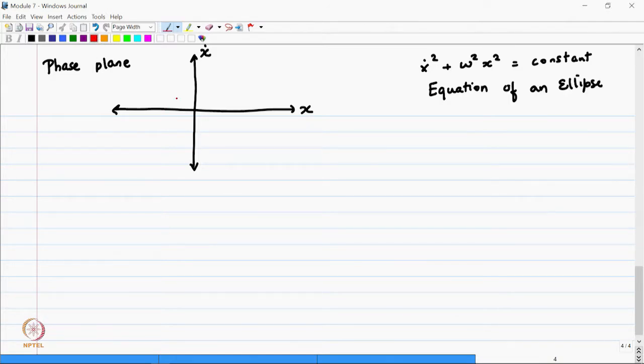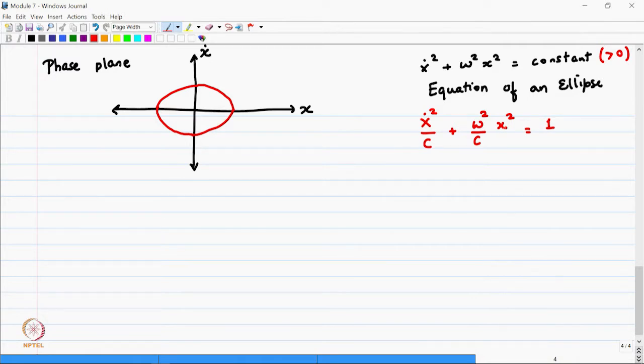So what does the ellipse look like? I'll just draw this ellipse. You can find out where it intersects the axes and so on, it's not very hard. Suppose we say x dot square by c, where c is a constant, plus omega square by c times x square, equal to 1. I should emphasize that the constant is strictly greater than 0, because this is a sum of squares, and everything is a positive term here. So this is our equation for the ellipse.